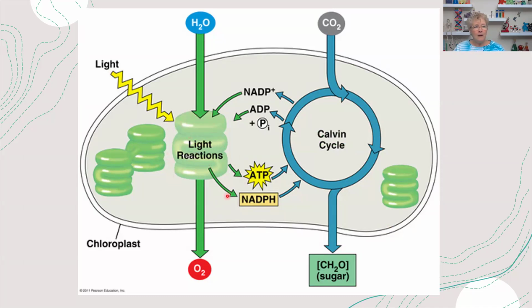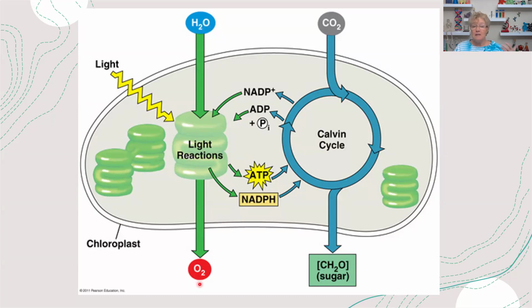Now, ATP right here stores energy, and NADPH carries electrons. Since this phase needs light, it's called the light dependent reaction. So here comes the water. Water came in through the roots, went to the plant cell, went into the chloroplast, and is taken into the light reaction. But the only thing that's needed is the hydrogen. That oxygen is not needed, so the oxygen is released as a waste product.